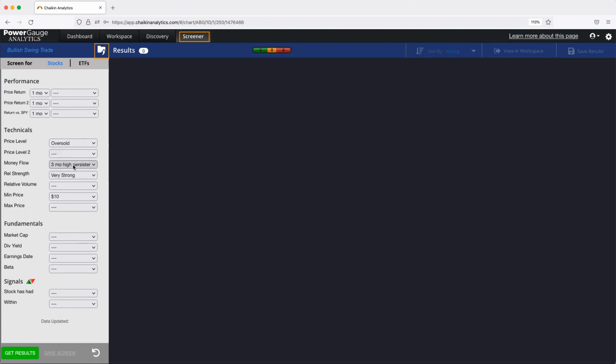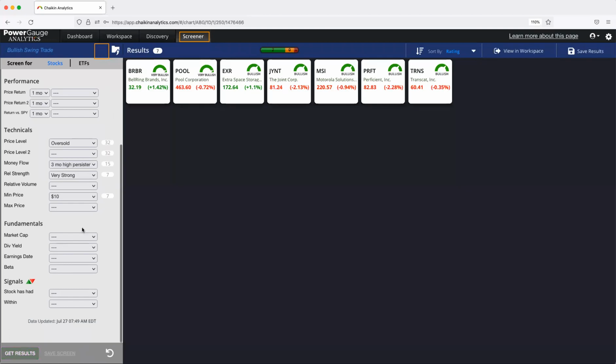We look for 3-month high persistency money flow, stocks that have been accumulated over a period of a number of months here, 3 specifically by large institutions. We look for stocks that are clearly outperforming the S&P 500, very strong relative strength. In this case, a minimum price of $10. That's, of course, up to you. It's very easy. All you need to do is click Get Results. That's simple. Bam, here are 7 stock ideas that we may want to consider.